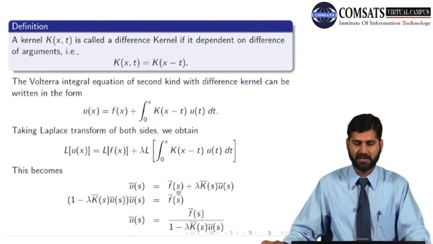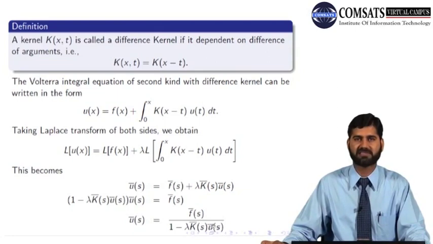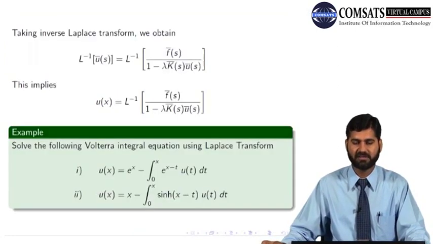And now from here, if I combine the u bar terms, I will get 1 from here and lambda k bar from here. So 1 minus lambda k bar times u bar of s is equal to f bar of s. There is no u bar on the right side. Of course, I took u bar as common. So this is just one u bar of s, not both.